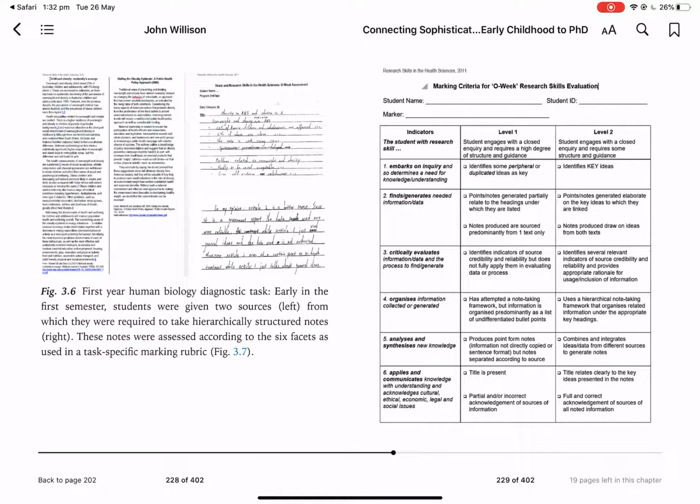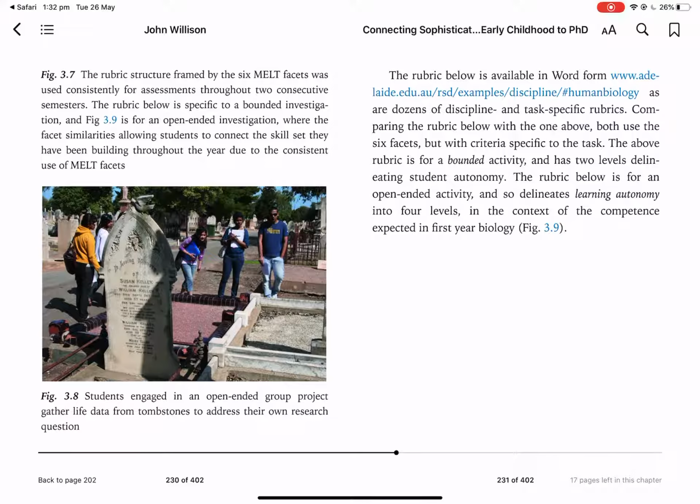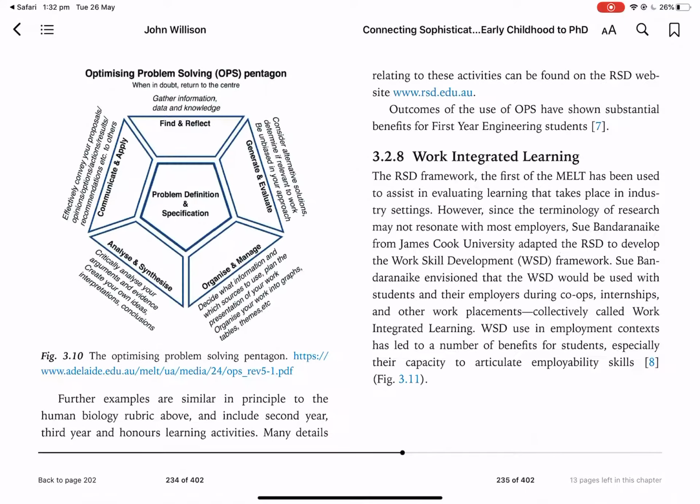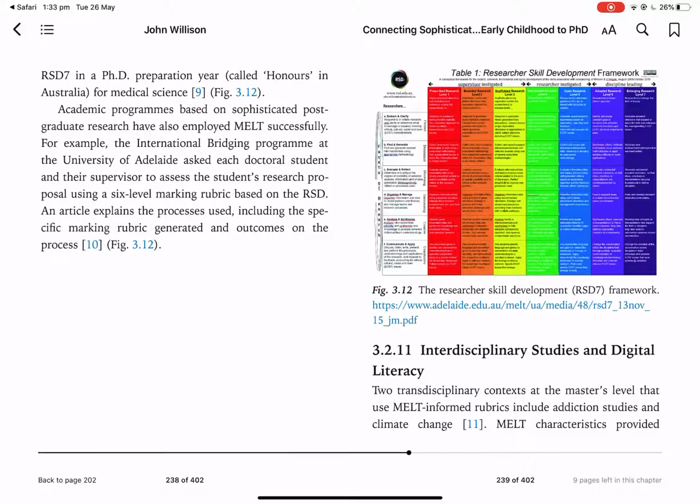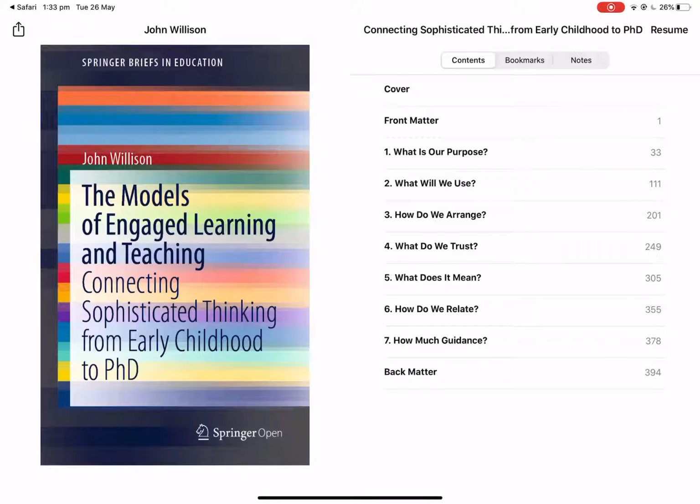And then matrix versions, much like the ones you've seen with your own rubric. The original problem-solving pentagon made by engineering students at University of Adelaide, a work integrated learning framework, and one for PhD supervision and PhD students. So that's just some of the examples that you might want to flick through.